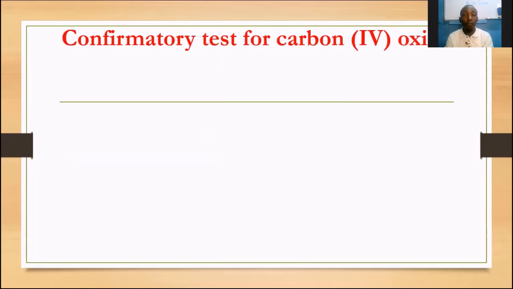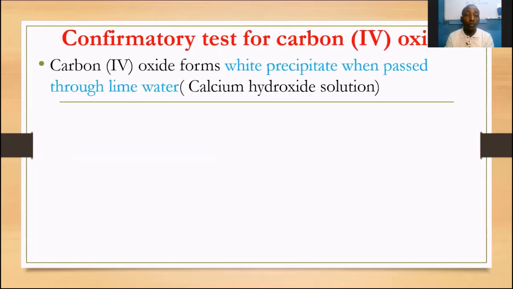Confirmatory test. How do I confirm that a gas is carbon four oxide? I use lime water, calcium hydroxide. Calcium hydroxide will form a white precipitate with carbon four oxide. So if you are describing this, you just pass the gas through lime water and a white precipitate is formed.